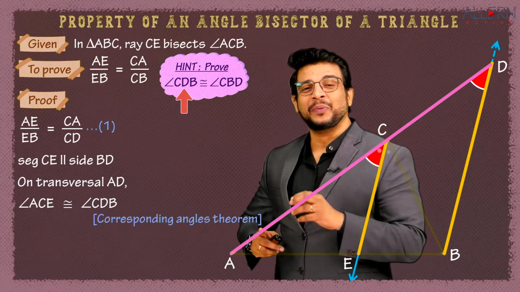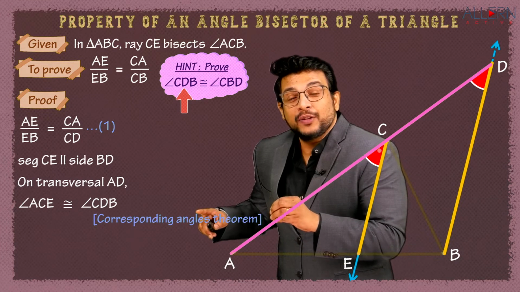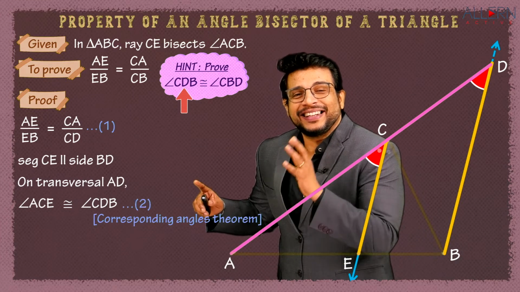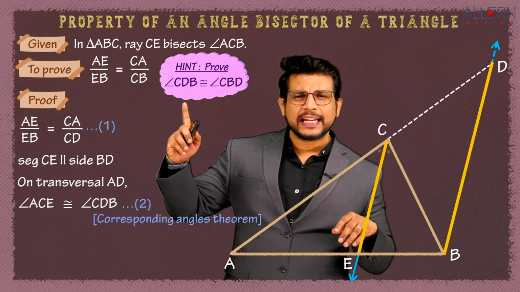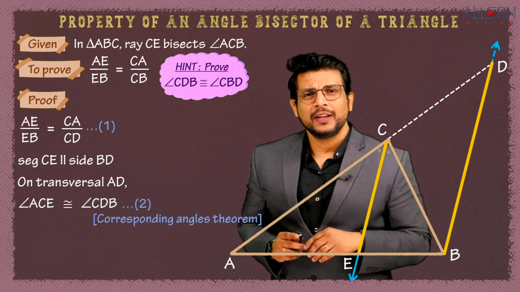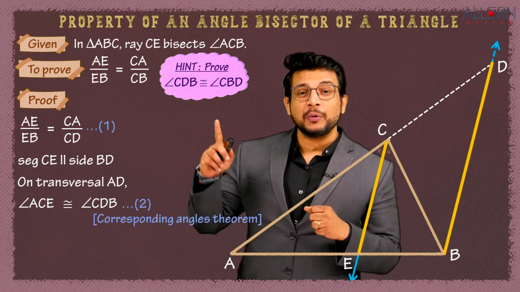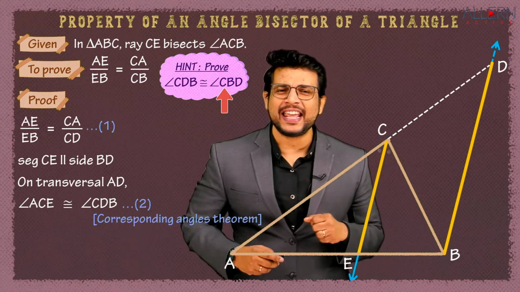The reason for that is the corresponding angle theorem. And this happens to be our next statement, next result. So we got something about this angle CDB, isn't it? Yes, we got it. Let's think about the next one. That is angle CBD.